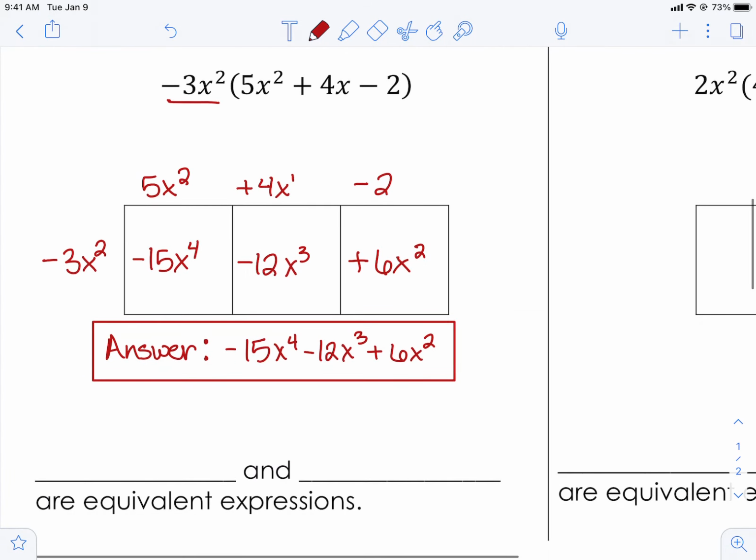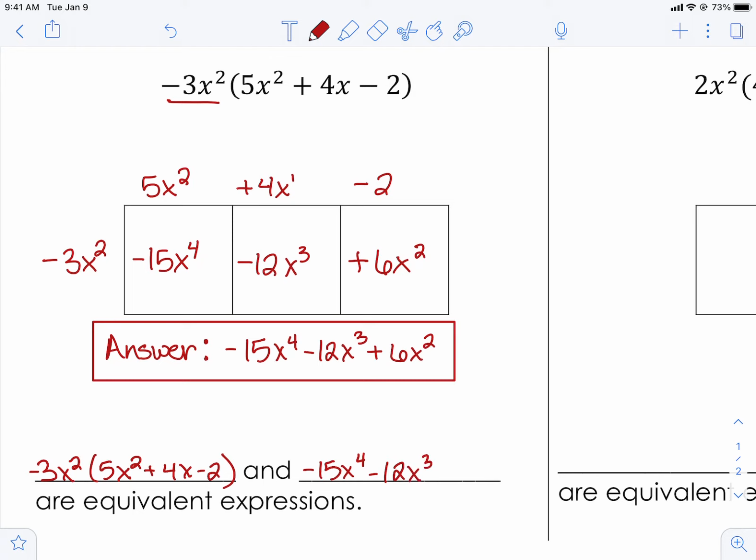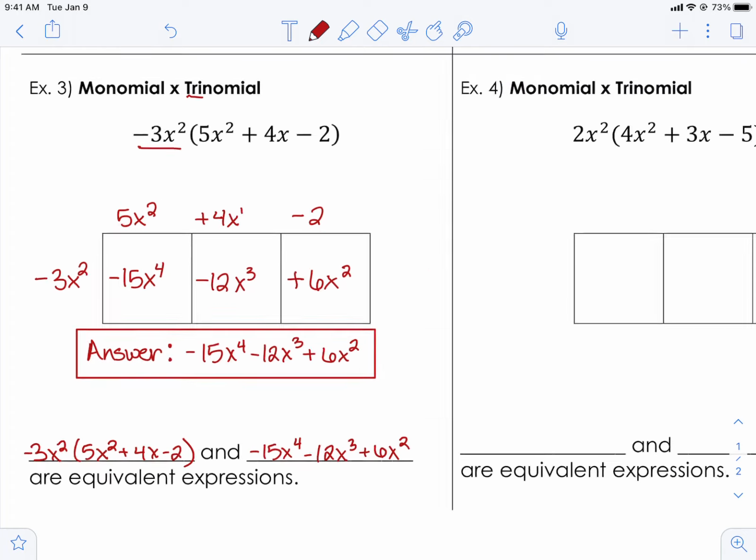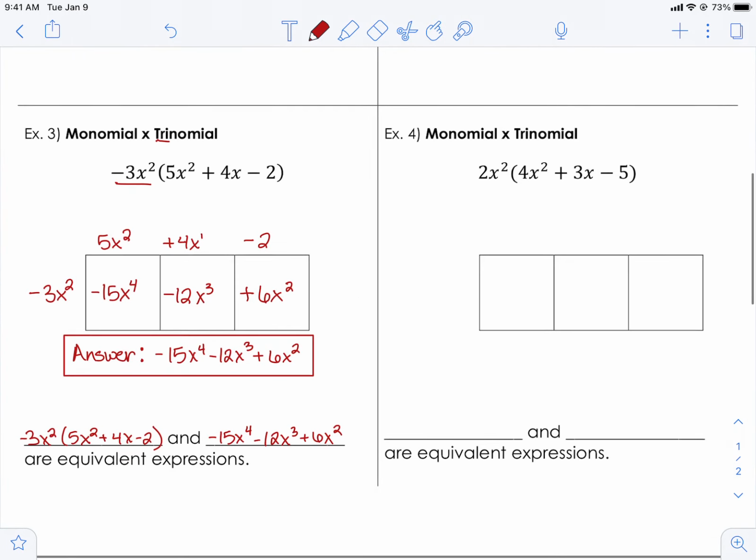Okay, and again, blank and blank are equivalent expressions. The expression I started with, negative 3x squared times 5x squared plus 4x minus 2, and negative 15x to the fourth minus 12x cubed plus 3x squared are equivalent expressions. Okay, so I want you to take a second, pause the video, and try example 4 on your own.